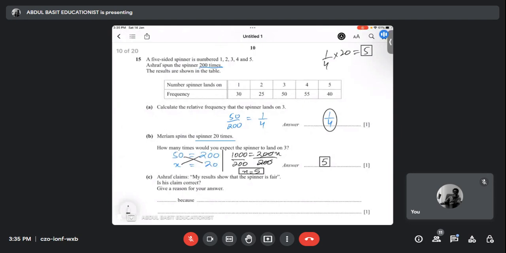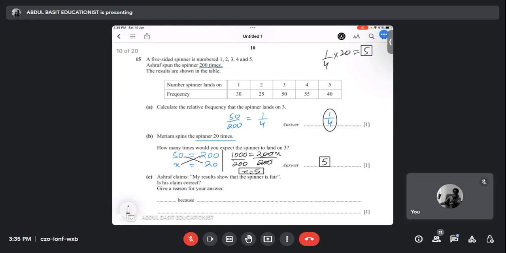Okay, he's claiming that his results are fair results, not biased, right? So, give your reason for the answer. Can you please tell if he is right or wrong? You have to give the reason. Come on, do it.